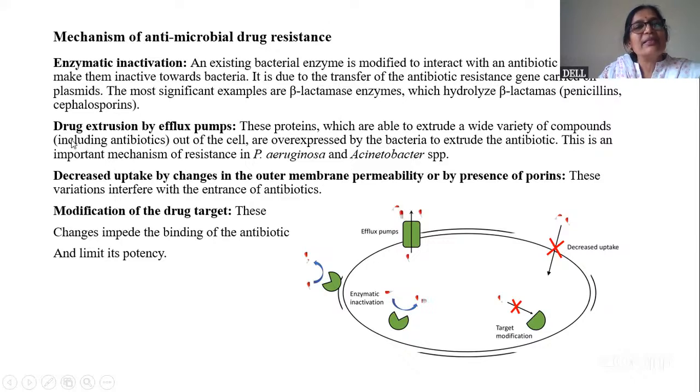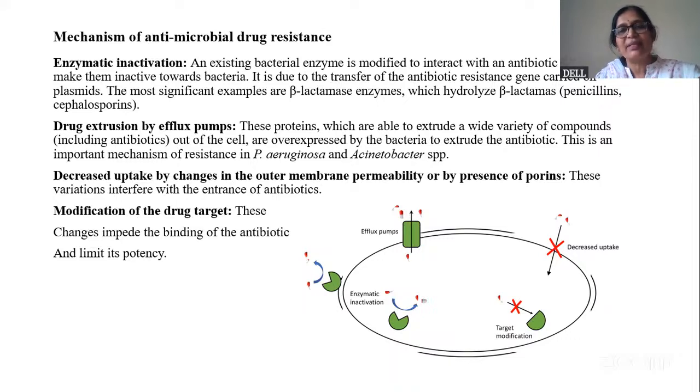So the other mechanism is drug extrusion. So many of these organisms have efflux pumps, which will just pump out the antibiotics out of the cell. So whatever antibiotic we are using has to be in a higher dose so that it can kill the bacteria. Otherwise, the antibiotic that has gone into the cell will be thrown out of the cell. So one example is Pseudomonas aeruginosa and Acinetobacter. They have developed this kind of efflux pump resistance, wherein no antibiotic will stay in the cell, rather it will just come out.